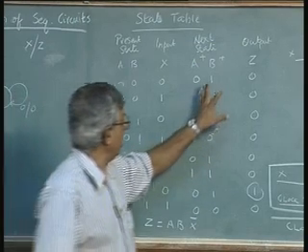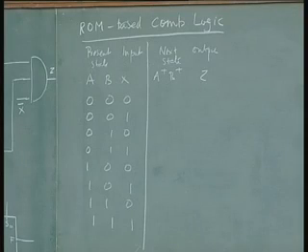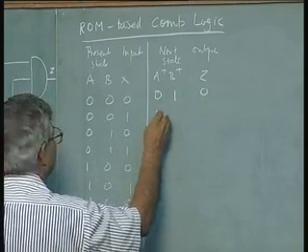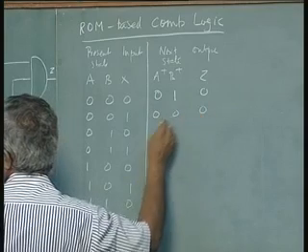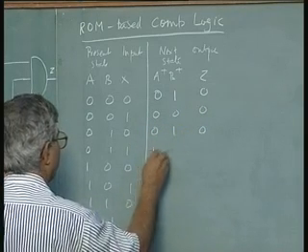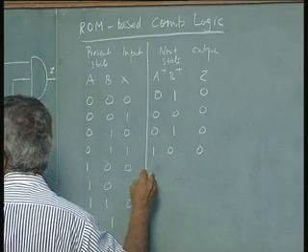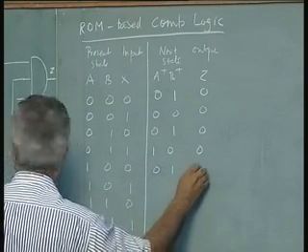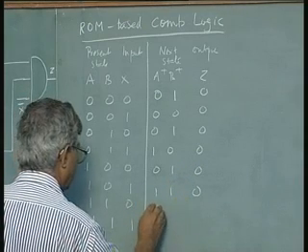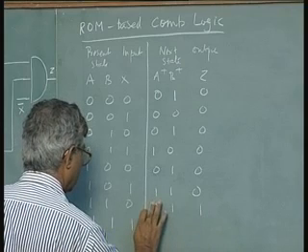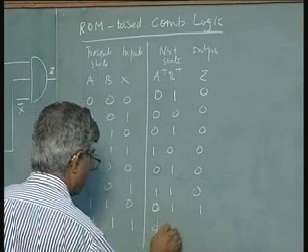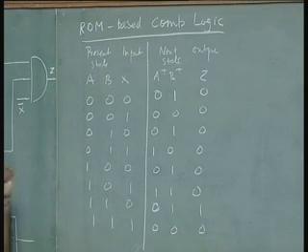So, the output side of the truth table would be 0, 1, 0, 0, 0, 0, 0, 1, 0, 1, 0, 0, 0, 1, 0, 1, 1, 0, 0, 1, 1, and 0, 0, 0. Correct?